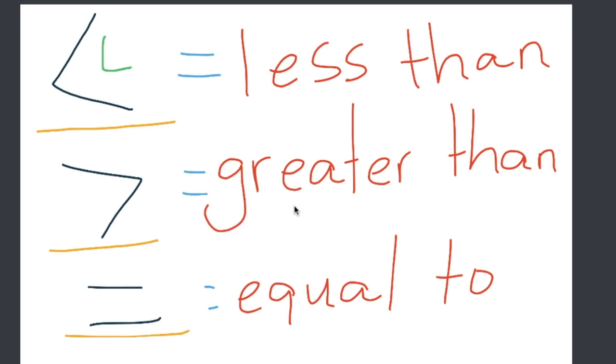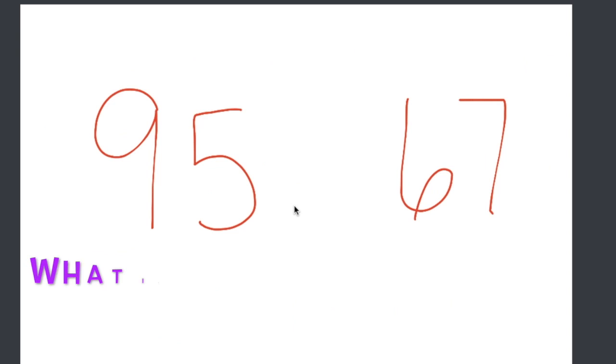And we say less than to tell us which one is less or which one is smaller, and we use greater than to tell us which one is bigger, or which one is greater, and then we use equal to because those numbers are the same, okay? So they balance each other. They are equal to each other. All right, so let's go ahead and go into the lesson.